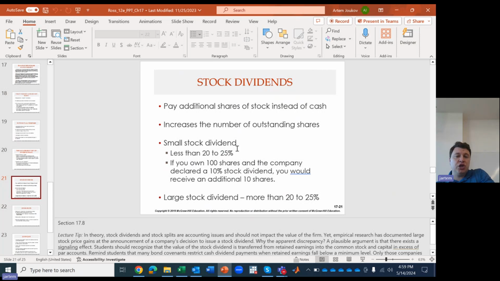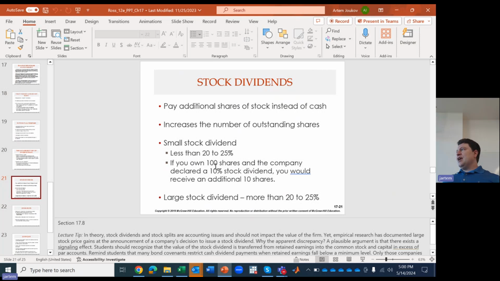There are small and large stock dividends. Small stock dividends just means that it's less than 20 to 25% of shares, right? So if you own 100 shares and the company declares a 10% dividend, then what do you get? You get 10 shares, because 100 times 10% is 10. Large stock dividends are going to be larger, obviously 20 to 25 percentage points of the firm or more.